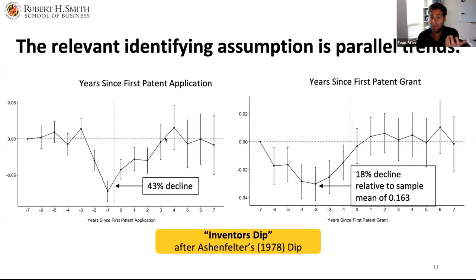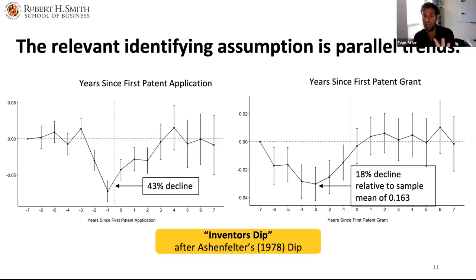Well, we're calling this the inventor's dip. And if you know a little bit of labor economics, you might know about Ashenfelter's dip, from Orley Ashenfelter's 1978 paper, which is very famous and is about training programs. The question he was looking at is what's the effect of a training program? The key result was that if you look at who enters a training program, it's the people who just lost a job. So their earnings fall right before they enter the training program and then rise afterwards. Okay, and so after Orley, we're calling this the inventor's dip.